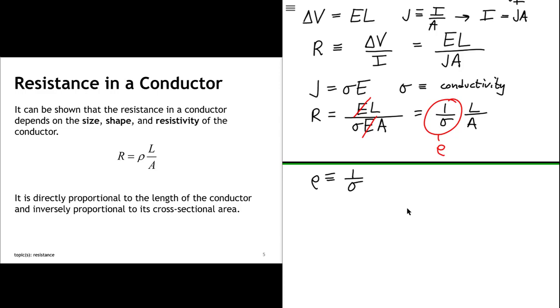Now that makes sense. If something has a very large conductivity, that means the resistivity, its resistance to the flow of charge, is small. And if something has a very small conductivity, then its resistance to this flow of charge is large. So with this definition for resistivity, we have now shown that the resistance in a conductor of length L and cross-sectional area A is equal to the resistivity of our conductor times the ratio of the length of our conductor over the cross-sectional area.